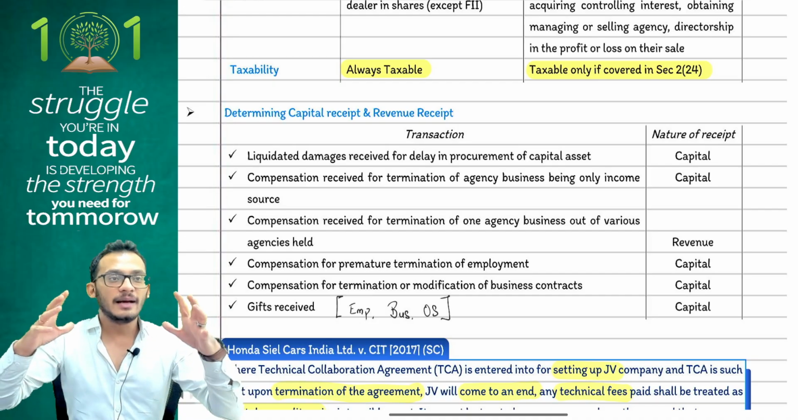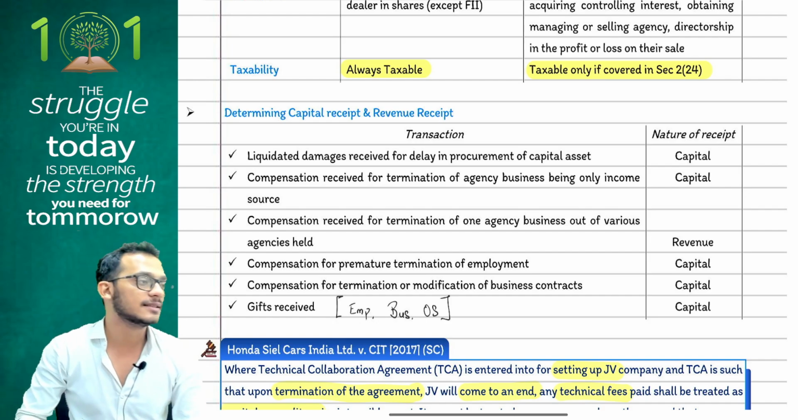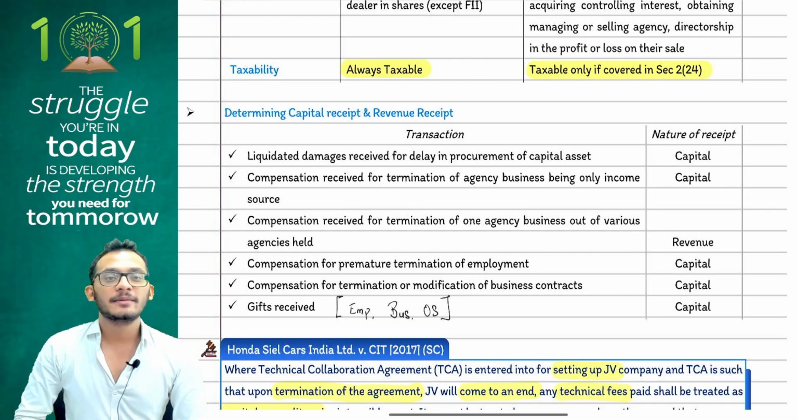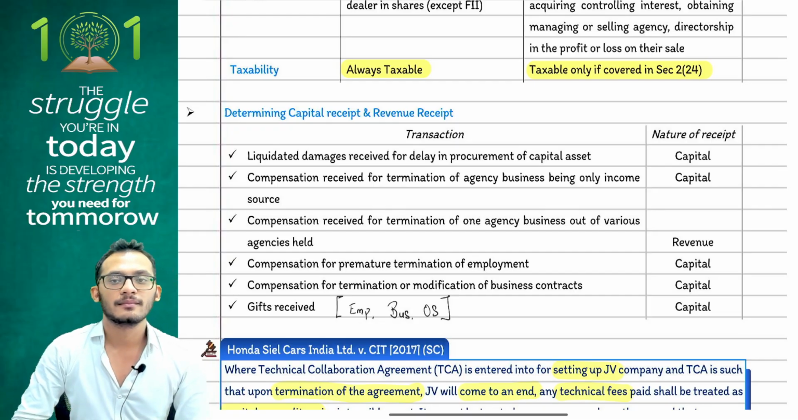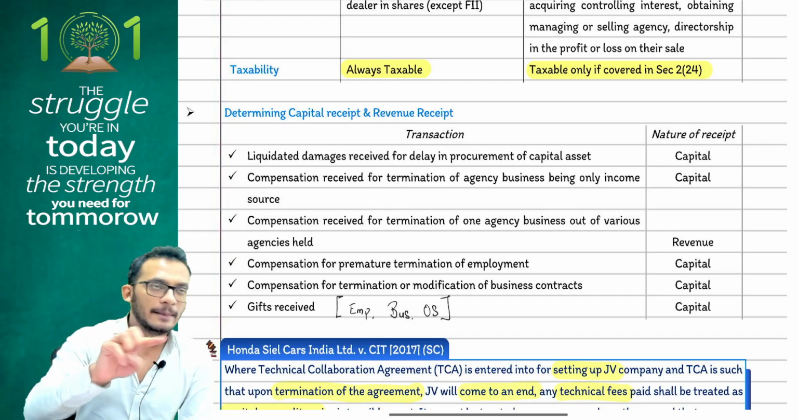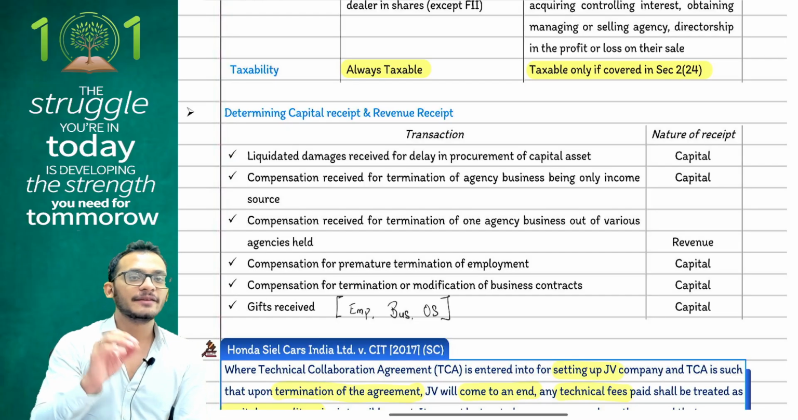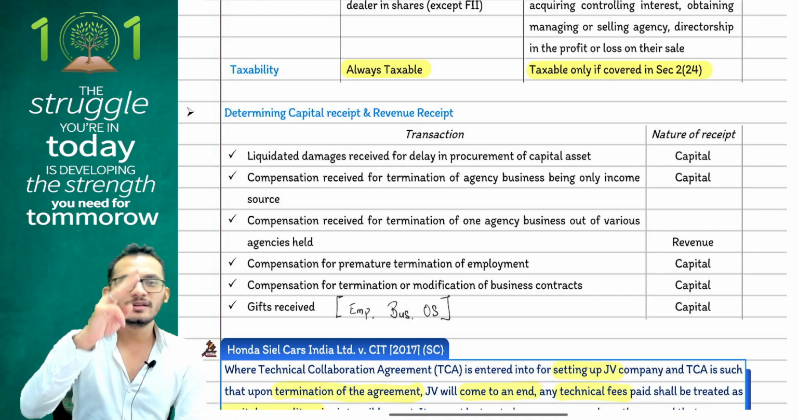If I am in employment and I am receiving compensation because they threw me out, this is a capital receipt, a one-time activity. If I receive a gift in a business, it is a capital receipt. A gift in employment is a capital receipt. A gift from anyone else is also a capital receipt. Gifts are always capital receipts. Yes or no?